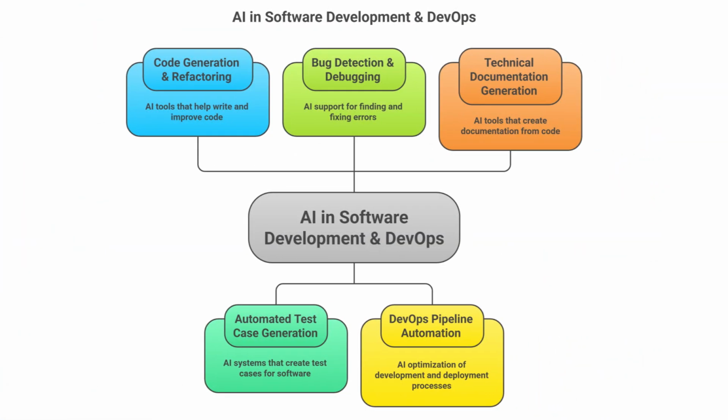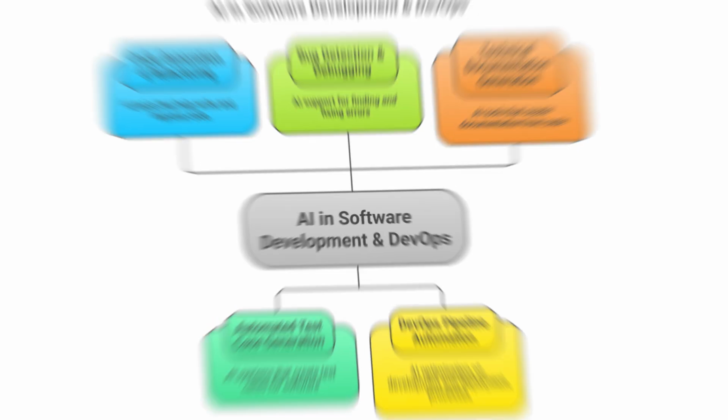In software engineering, generative AI accelerates development by generating code, documentation, and test cases. It supports debugging, refactoring, and DevOps automation workflows. This reduces development time while improving software quality and maintainability.